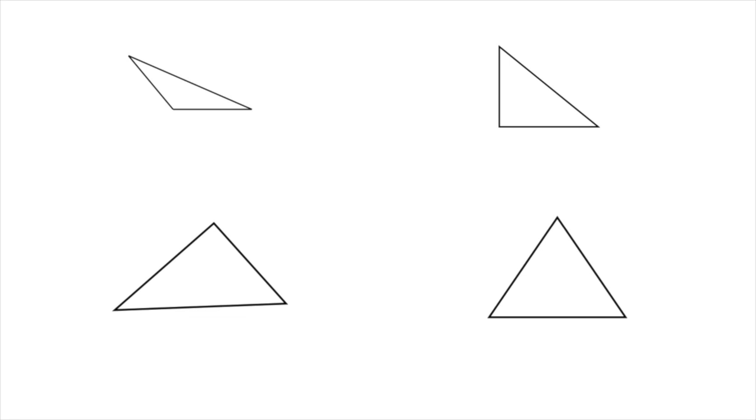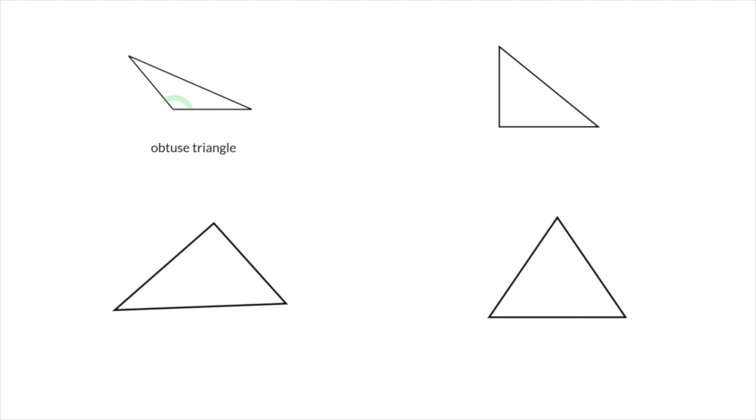Let's practice classifying triangles based on their angles. If you look at the first triangle, you'll notice that this angle right here is obtuse. As long as there is one obtuse angle, it is called an obtuse triangle. It doesn't matter that the other 2 angles are acute. One obtuse angle makes it an obtuse triangle.